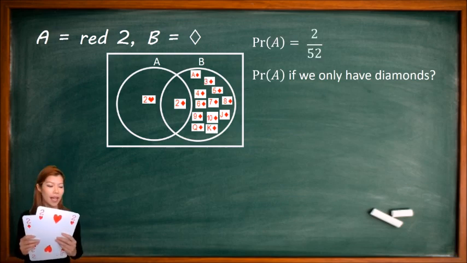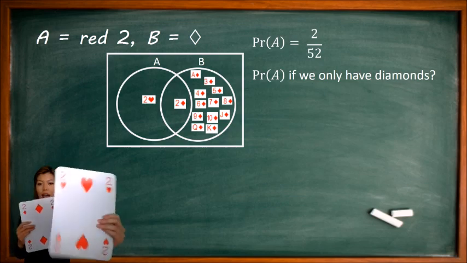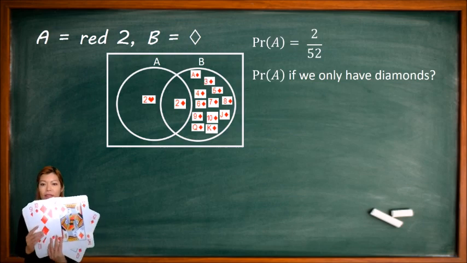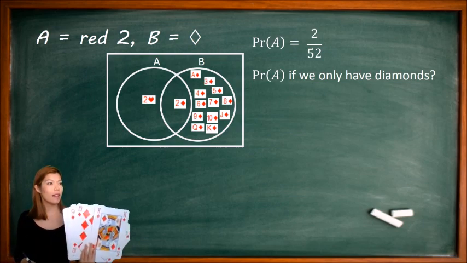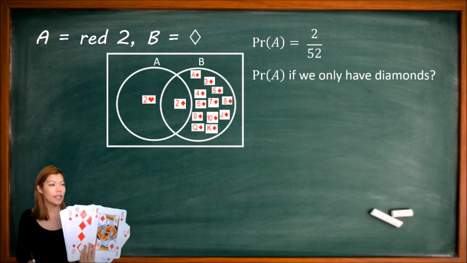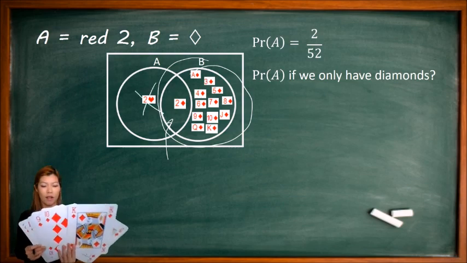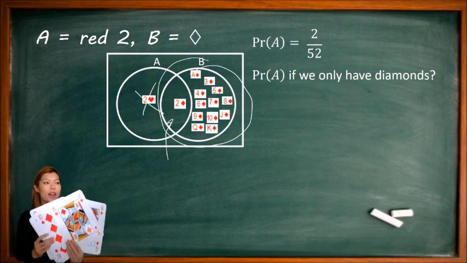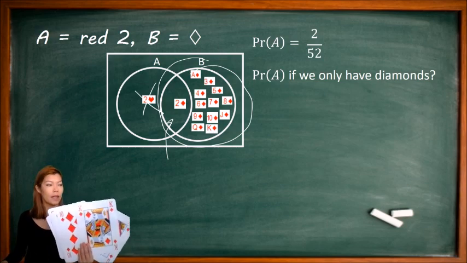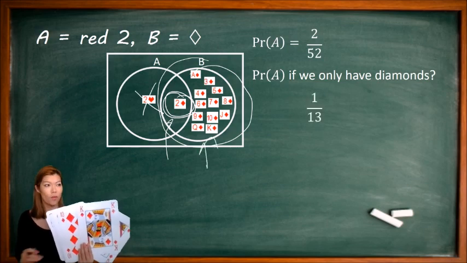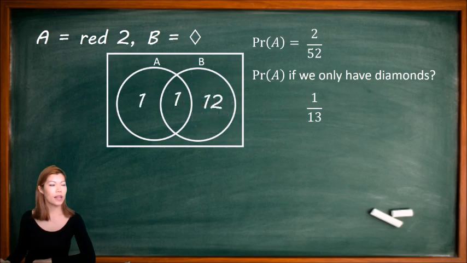Now, what if we only have diamonds? So we don't have this card anymore. We don't have the other cards anymore. What if we only have diamonds? So we only have, let's have a look, just these cards here. What are the chances of picking a red 2? Now we can't pick this anymore because it's not out of what we have. So if we only have diamonds, the probability of picking a red 2 would be just this one out of, now we have 13 cards, 1 out of 13. So let's write the numbers instead.